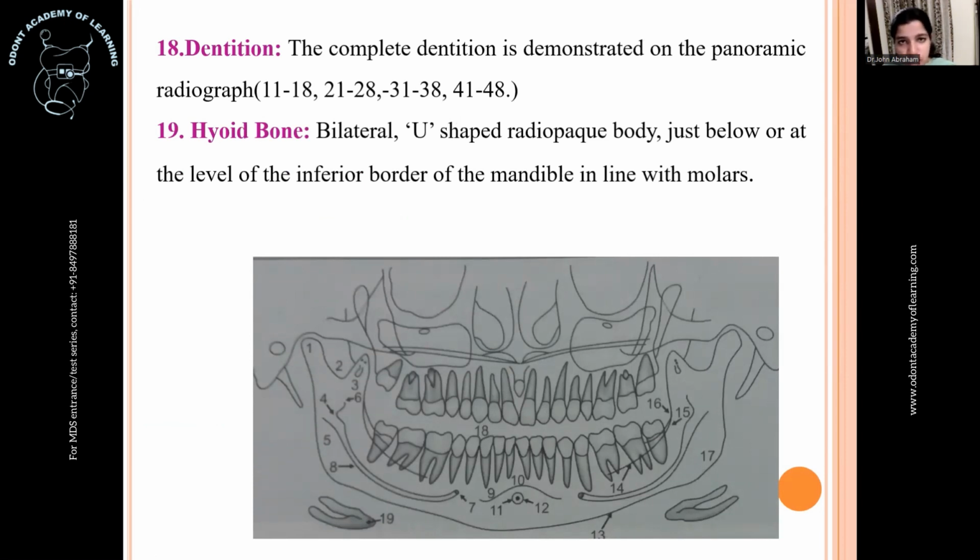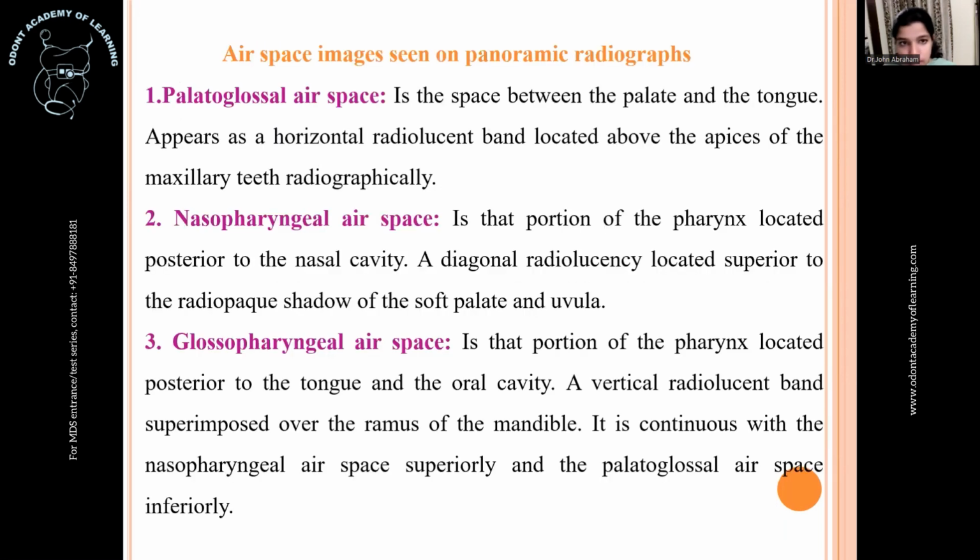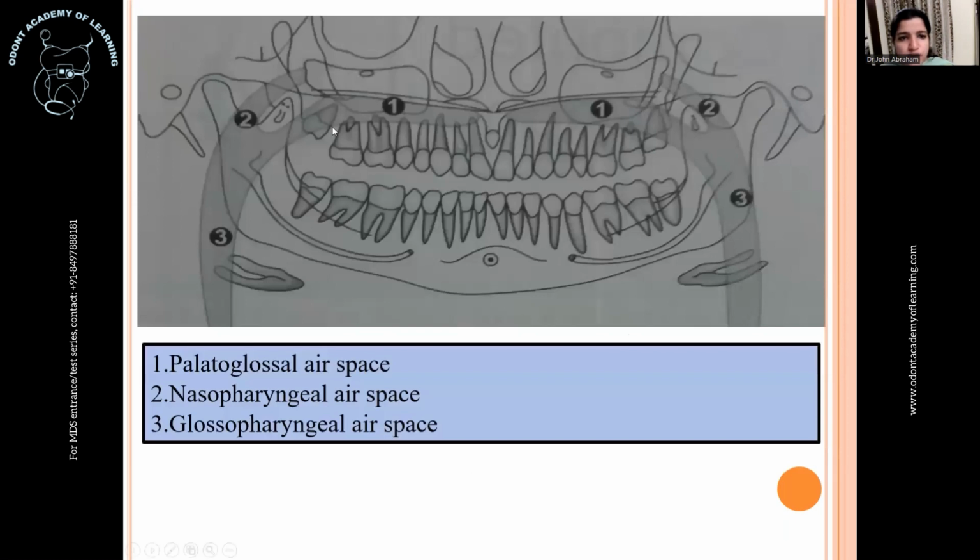So these are the normal anatomical landmarks in the maxilla and the mandible that can be visualized. Other than that, what are the other areas that can be seen? It is the air spaces. First one will be your palatoglossal air space, which is seen below your soft palate. Next is your nasopharyngeal airspace, which is seen posterior to your pharynx and the oral cavity, seen diagonally, and it is continued by the glossopharyngeal airspace.